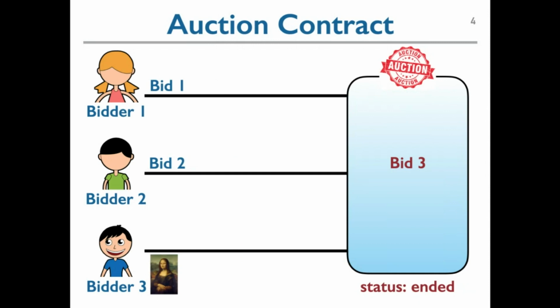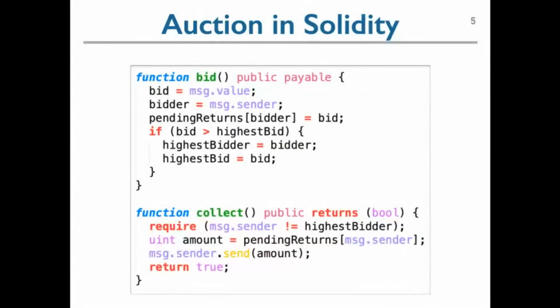And if you were to implement this and deploy this on a blockchain, you would typically do it in this language called Solidity, which is the most prominent smart contract programming language out there, specifically designed for the Ethereum blockchain. And the contract will be executed using these two functions.